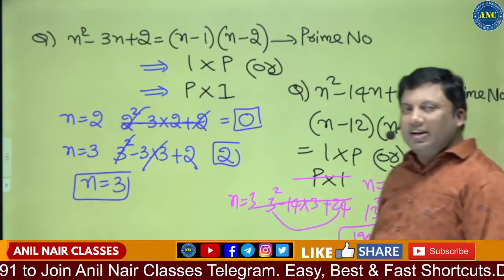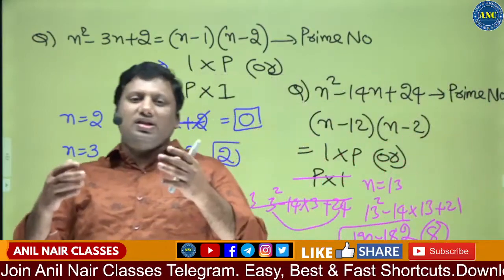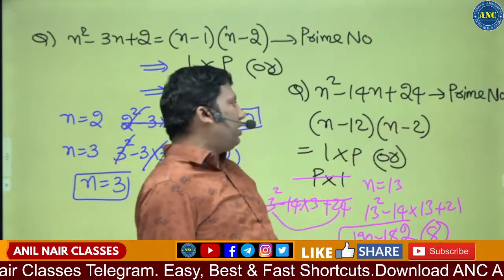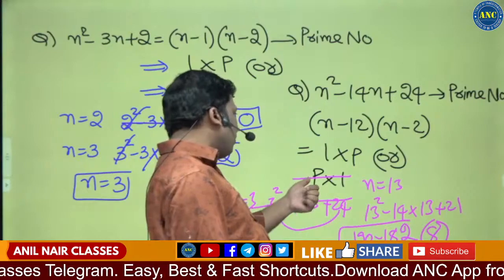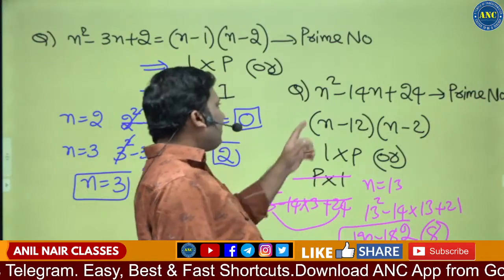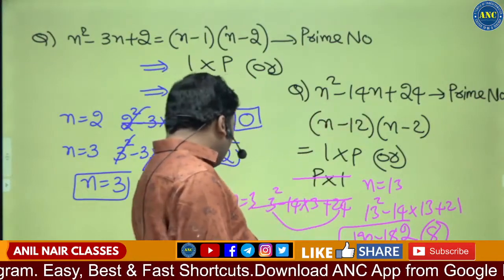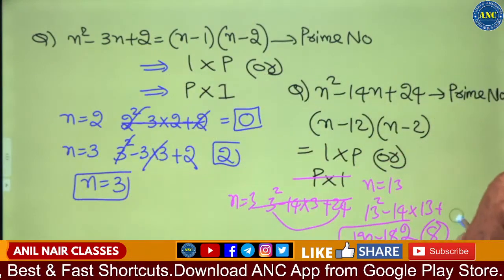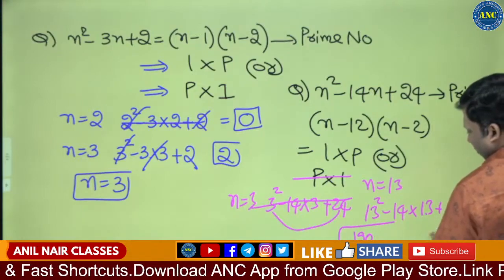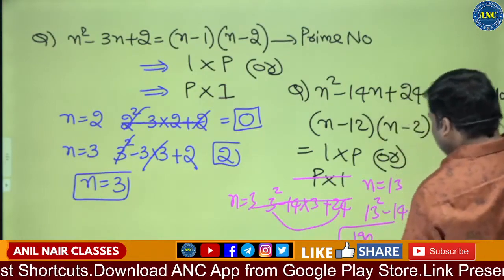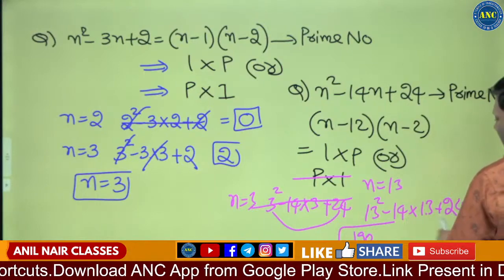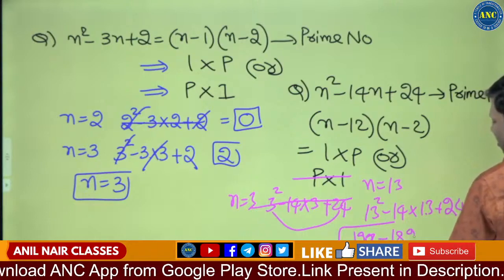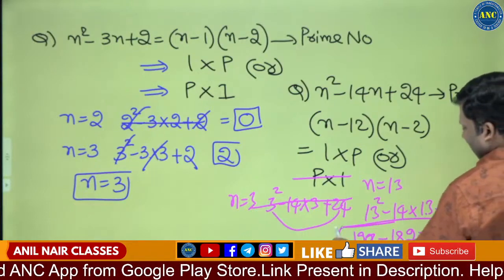I hope the idea is clear. Write the equation as a product of two factors, so (n minus 12) into (n minus 2). n minus 12, if it takes 1, n will be 13. 13 square plus 24. Okay, sorry, I took 21, please take 24. 169 plus 24, which is 193, minus 182, which is 11. 11 is a prime number.